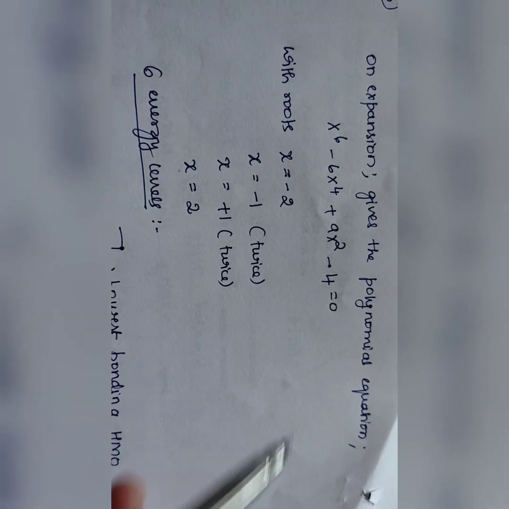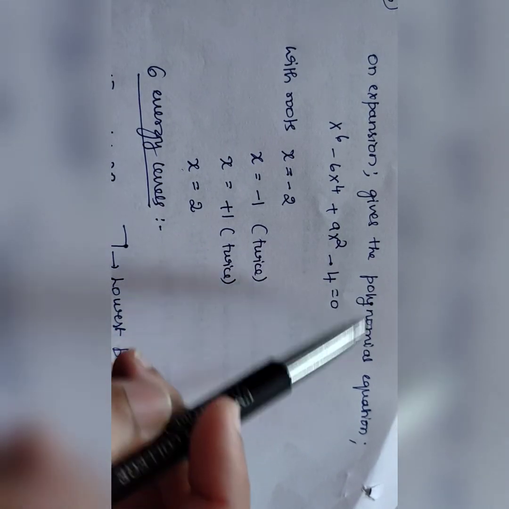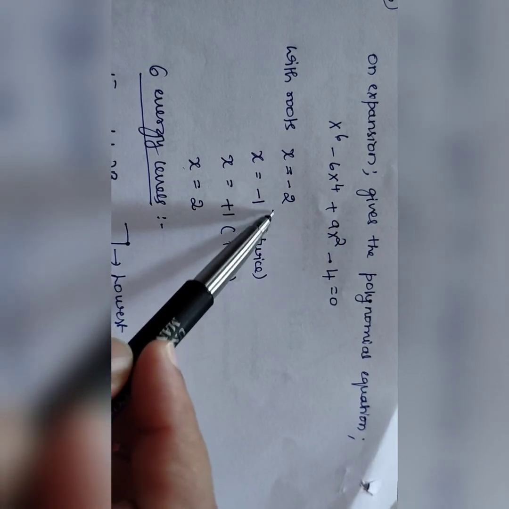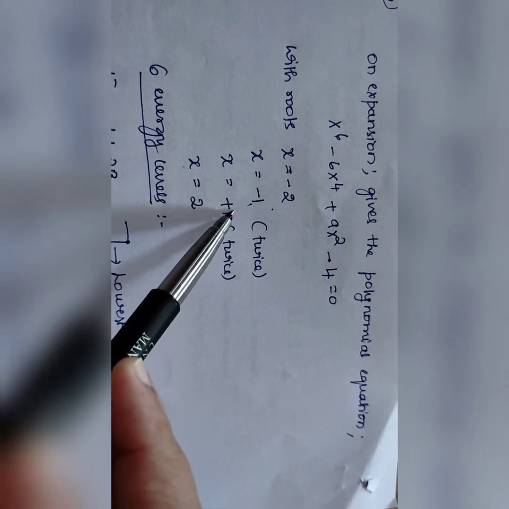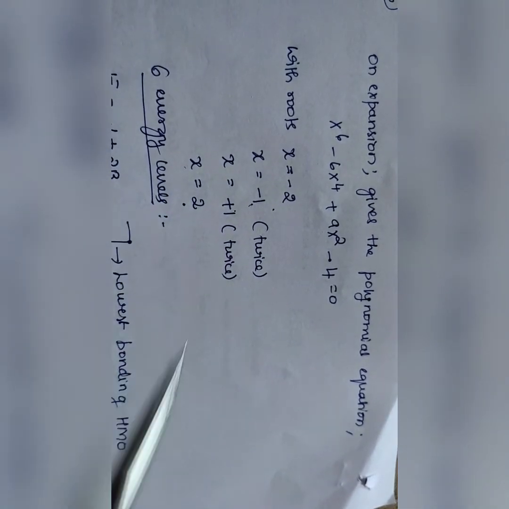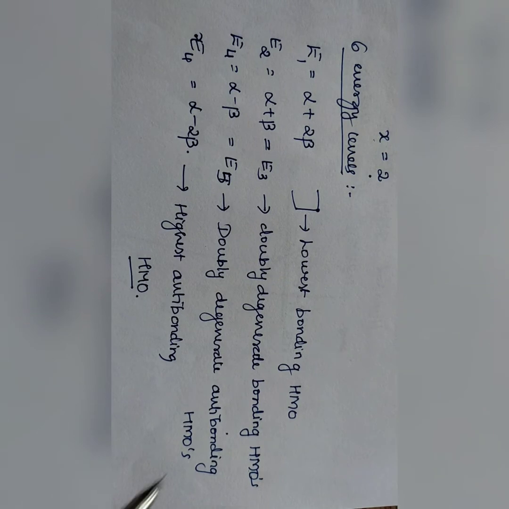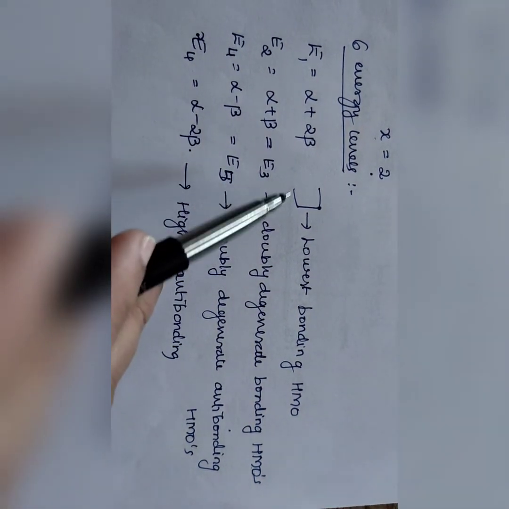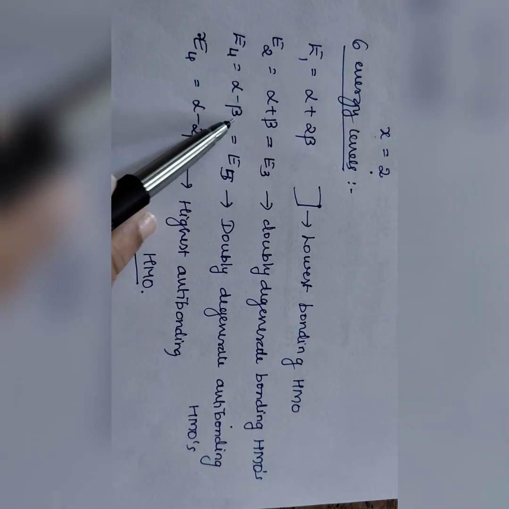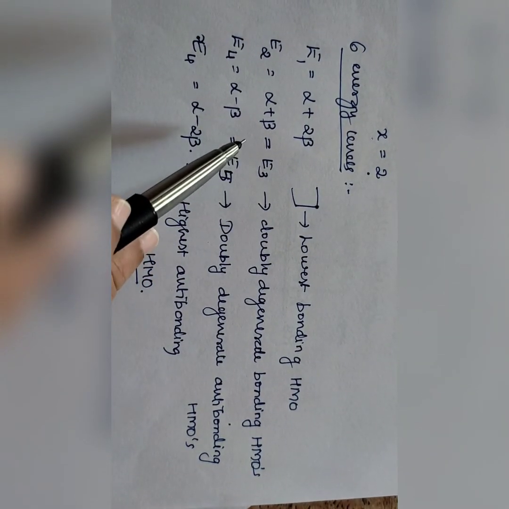On expanding or solving this polynomial equation, we get 6 values, that is x is equal to minus 2, minus 1 twice, x is equal to plus 1 twice, and x is equal to plus 2. That means there are 6 energy levels. So, what are they? E1 is equal to alpha plus 2 beta, E2 and E3 both are equal to alpha plus beta, E4 and E5 are equal to alpha minus beta, E6 is equal to alpha minus 2 beta.